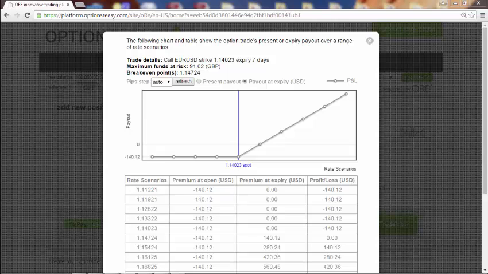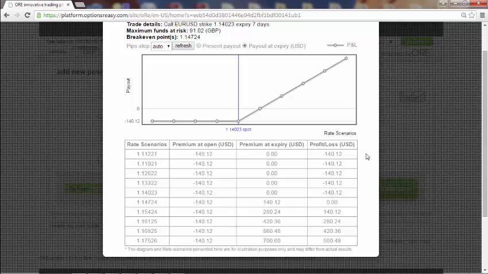This protects you against volatility. The market could drop, before rising above your strike rate, and you would still be in the position without the need to add more margin. Now underneath the chart is a table.